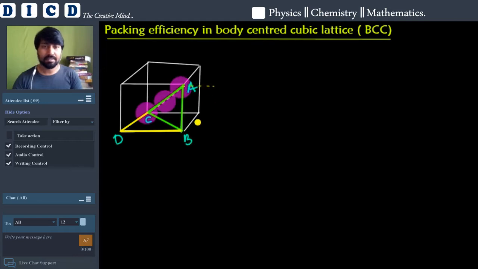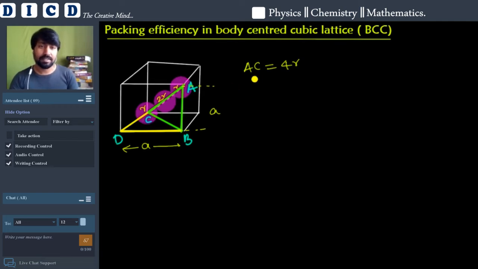This length is A, and even this length, that is DB, is also A. We have to find out the length of AC because along the diagonal of this cube, 3 atoms touch each other. One is the corner atom at the other side, this is the central atom, and this one is the atom present at the corner at the front side. Now if the radius of the atom at C is R, then it is 2R, then it is R. Now AC is equal to 4R.